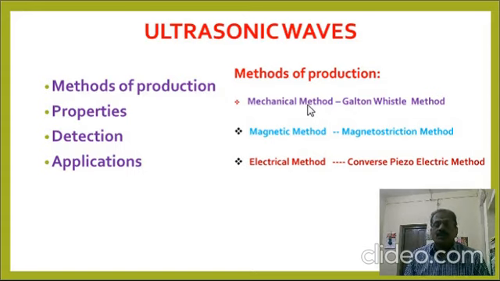One is the mechanical method, and the device is called the Galton whistle. Then the magnetic method. Using the magnetic method we can also produce ultrasonic waves, and the method is called the magnetostriction method. And another one is the electrical method. In the electrical method we can produce ultrasonic waves by the principle called the inverse piezoelectric effect, or converse piezoelectric effect.